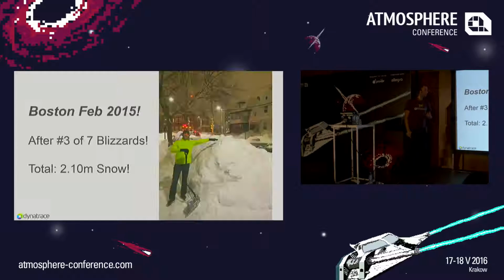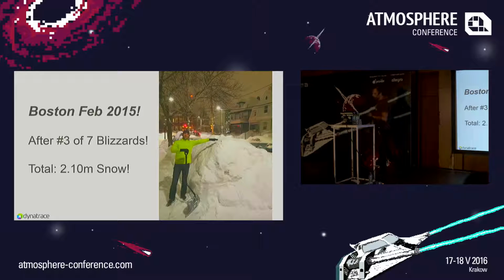Here's my little example. I recently moved to Boston. This was Boston in February 2015, so last year. Boston is north of New York, and we have a lot of snow. Last year, this was a picture that I took after the third of 7 blizzards that we got. So we had a total of 2 meters of snow in the end.